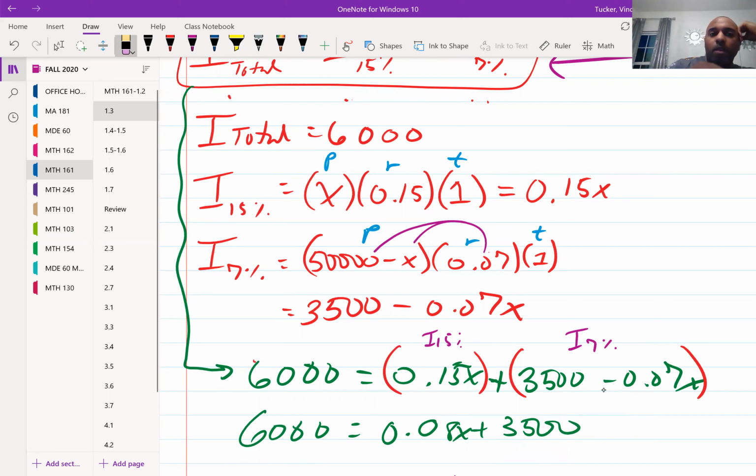All right. So after you've done that, you can go ahead and combine your like terms. Those parentheses aren't necessary to keep. 0.15x minus 0.07 will give us this 0.08x.